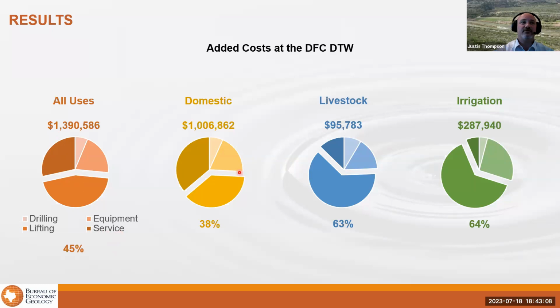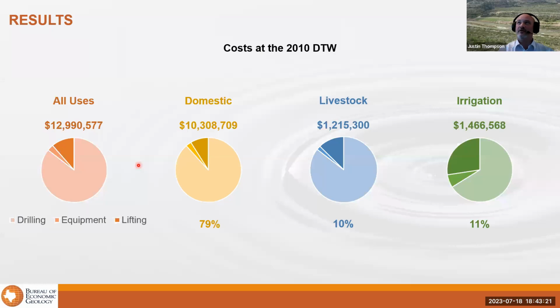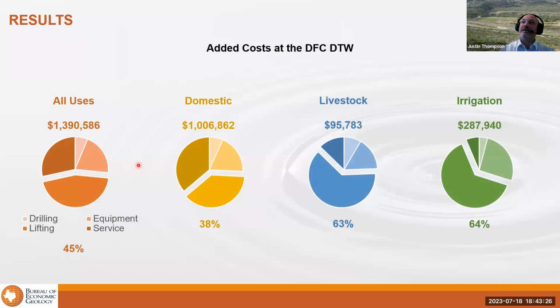And what's fascinating here to me is that, wow, the distribution of the added costs is just night and day different from the costs at the 2010 water level. I'll flip back and forth and you can kind of just watch. Here, drilling costs, that was the elephant in the room. Here, it's a tiny piece of the impact of these costs. And for all use types, the majority impact was actually lifting energy costs, right? With our domestic users being the smallest percentage at 38% of their total cost impacts of this DFC being lifting costs.